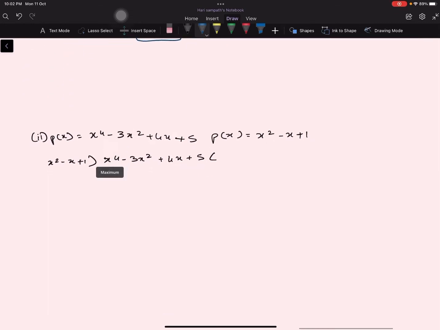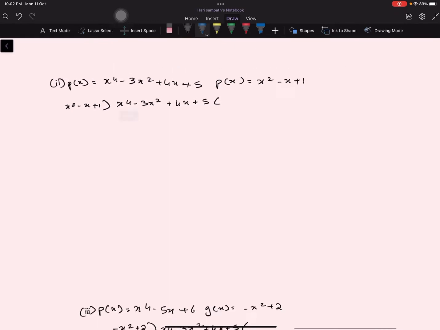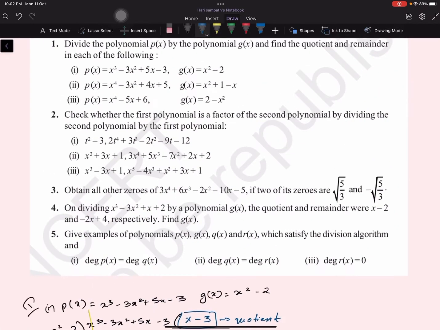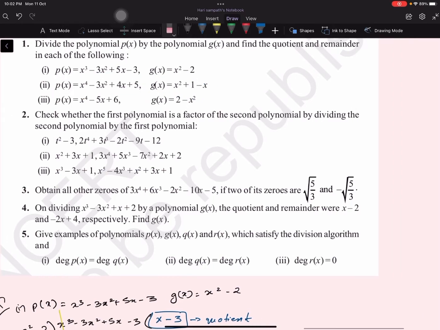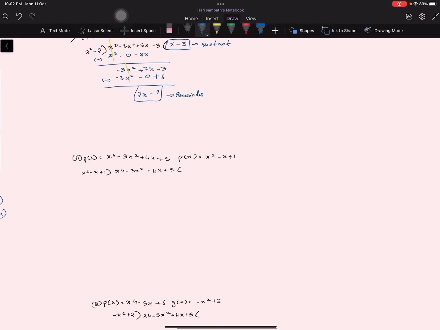So moving on to the second question. P of x equals x raised to the power of 4 minus 3x plus 4x plus 5, and g of x is x square plus 1 minus x. I just moved x square, x here and 1 here because it will be easier for us to solve, and that's what I wrote in the question below.